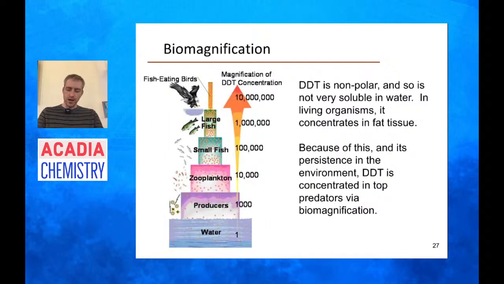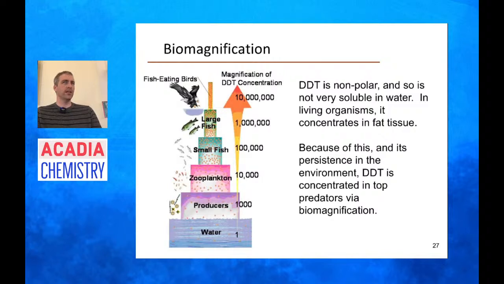Compounds that are nonpolar and also not very water soluble will often exhibit this property we call biomagnification. Our bodies actually contain a lot of nonpolar materials. The membranes around each of our cells have a nonpolar interior, and all of our fat cells are also nonpolar molecules. So for organisms that are living in water, when nonpolar material ends up in that water, it can often concentrate in the fatty tissues of those organisms, which at the very base level is maybe microorganisms or algae. That gets eaten by something else, and it gets concentrated as you go higher and higher up the food chain.